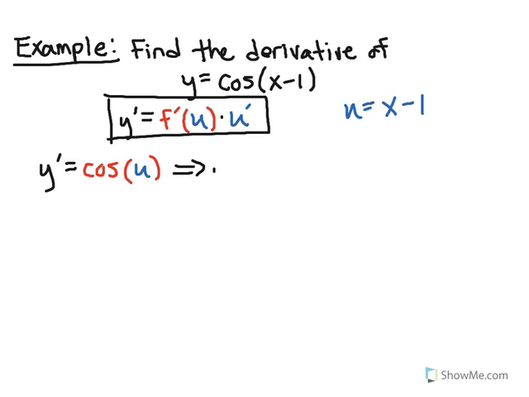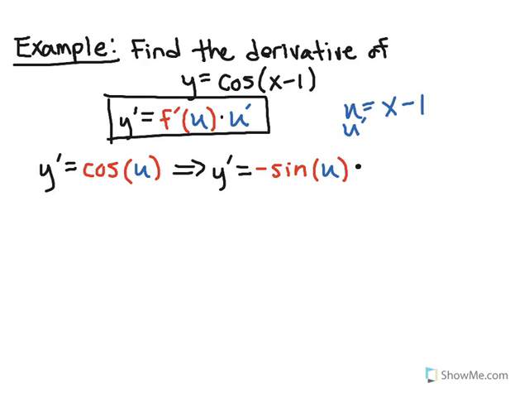Alright, now let's go ahead and see if we can follow this chain rule. Y prime equals, now we have to take what this rule says, to take the derivative of the outside function first, and we know the derivative of cosine of u to be negative sine of u. Alright. Now, after I derive the outside function, I'm going to derive the inside function.